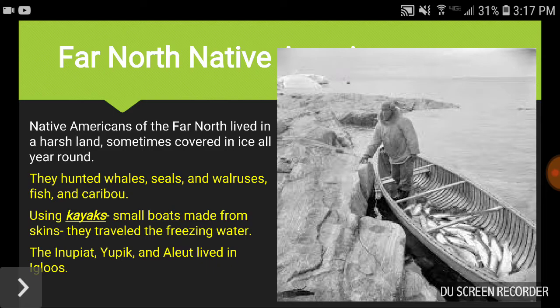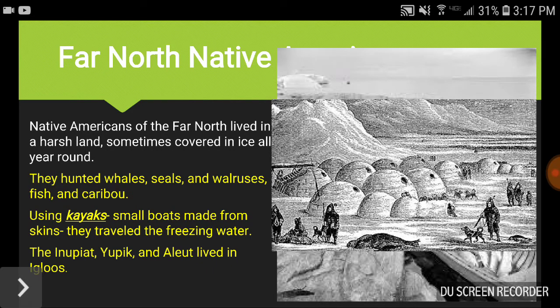Some Native American names of people or tribes that lived in this region in this harsh winter climate are the Inupiat or the Inuit, the Yupik, and the Aleut. All lived in these harsh climates. They all lived in a housing home called an igloo, which you've probably tried to make every single winter, where basically it's large chunks of ice to protect these Native Americans from this harsh, cold climate.